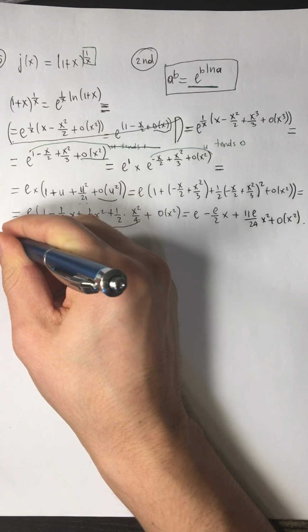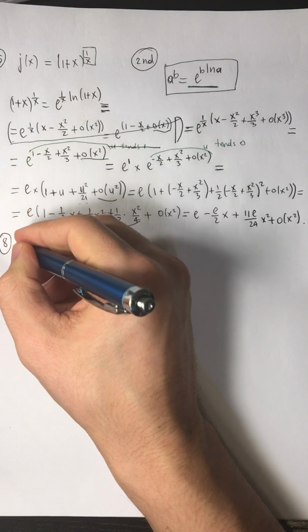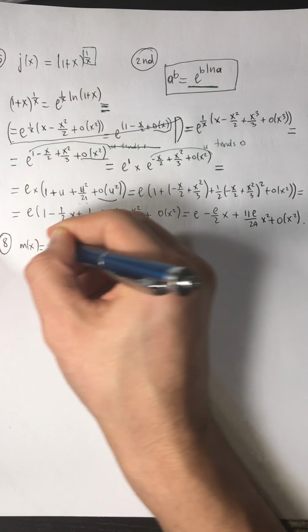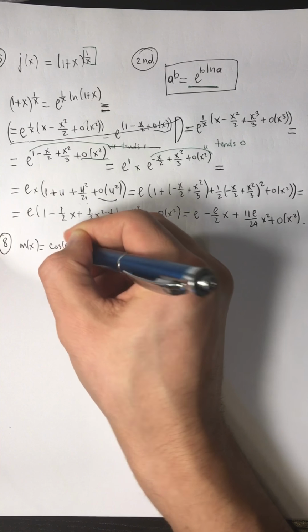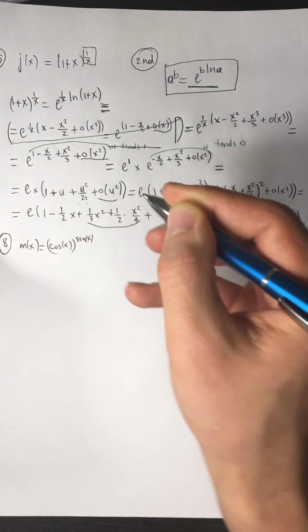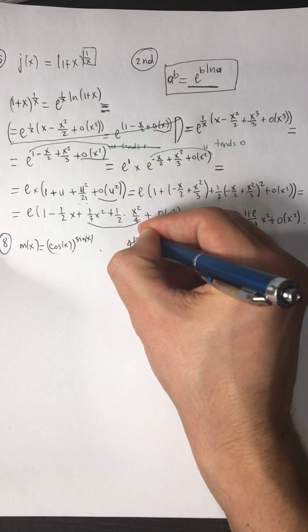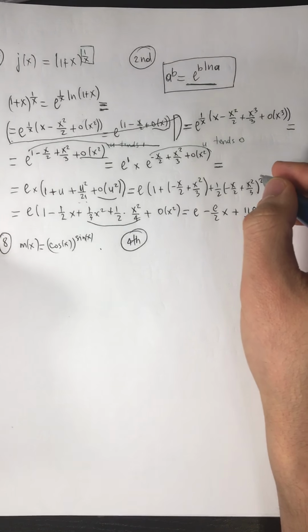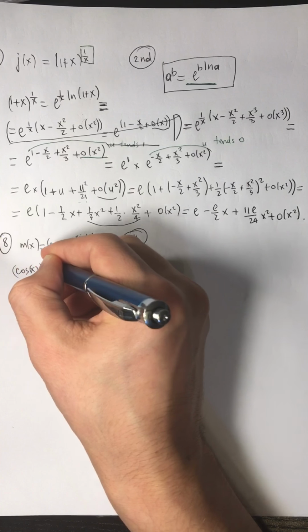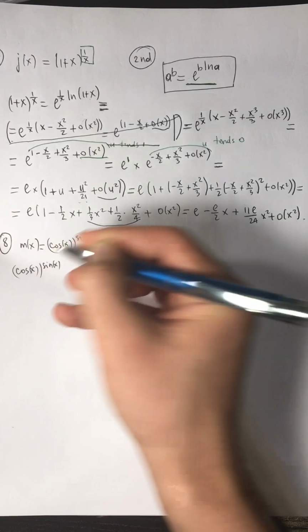And now number 8. The next one we have, what is it? f(x) is equal to cosine x to the power sine x. Oh, it's quite complicated because it's the fourth order.